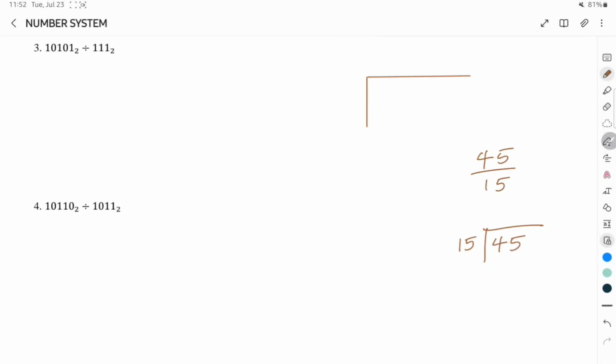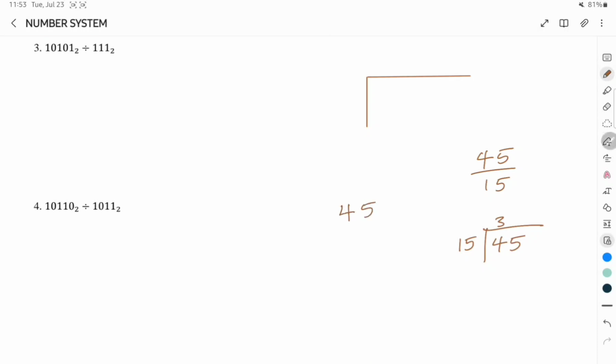How many times will I find 15 in 45? That will be 3, right? That means the answer is 3. I can also use the continuous subtraction method. That is, if I continue to subtract the divisor from the dividend, how many times is that possible?